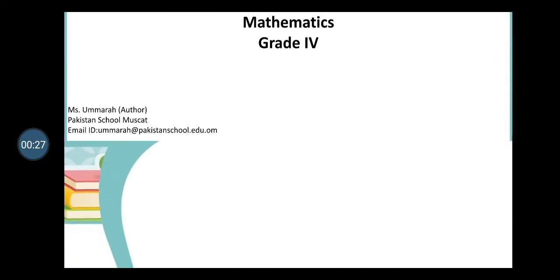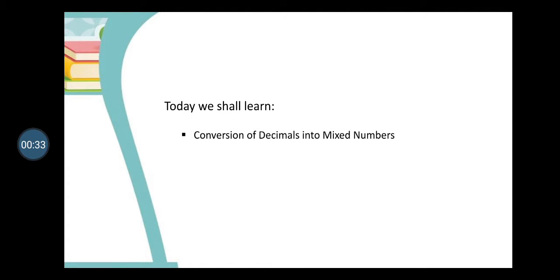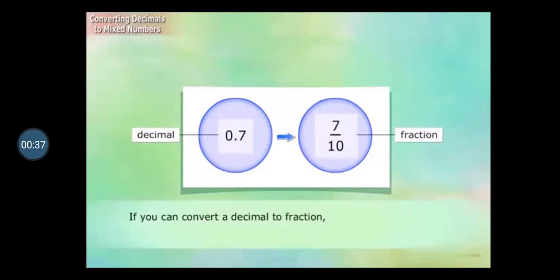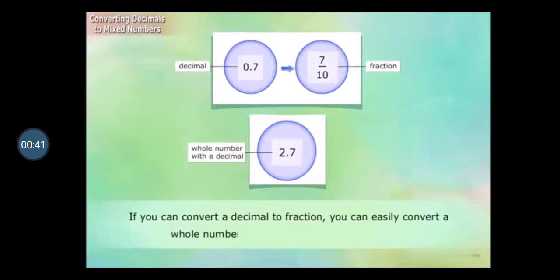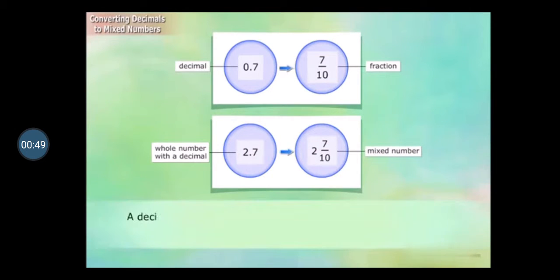My dear students, today we shall learn about the conversion of decimals into mixed numbers. So let's learn through some examples. Here you can see that we have 0.7 and if we want to change it into fraction form, it will be 7 upon 10. And if we have 2.7, it will be 2 whole 7 upon 10.